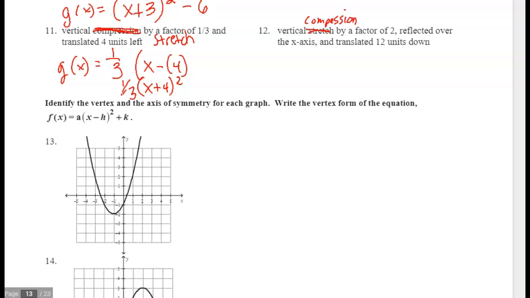And it says reflected over the x-axis. When it's reflected over the x-axis, that's going to make it negative. And then translated down 12 units. So minus 12. Notice it didn't talk about the left or right. So what you actually have going on here is that x plus 0 thing, but you just write it as the negative 2x squared minus 12.